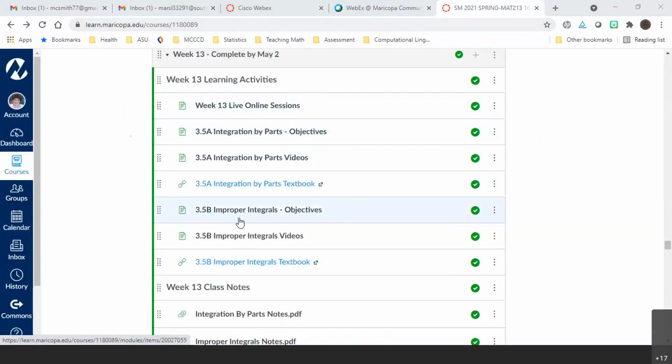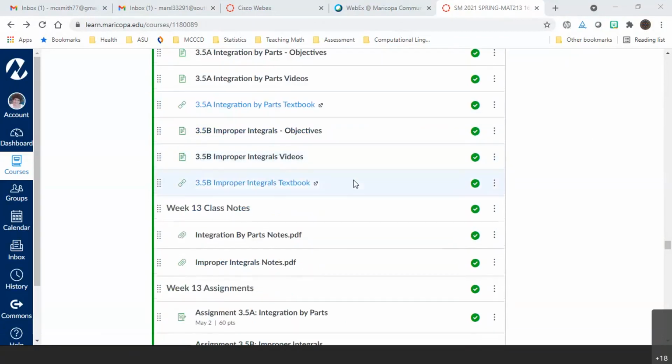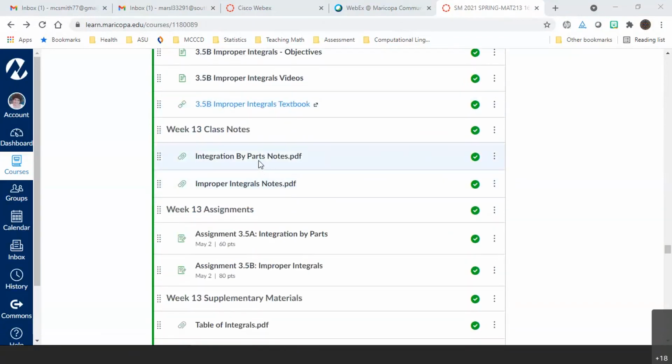Basically, these are definite integrals with one or more infinite bounds. These actually have quite a few applications to business scenarios, particularly when you're talking about things continuing on into the indefinite future, say like rents or having to pay for pollution, that sort of thing. So what we're going to start with now is the integration by parts notes. You can see the assignments this week are just two homeworks, one on integration by parts, one on improper integrals.